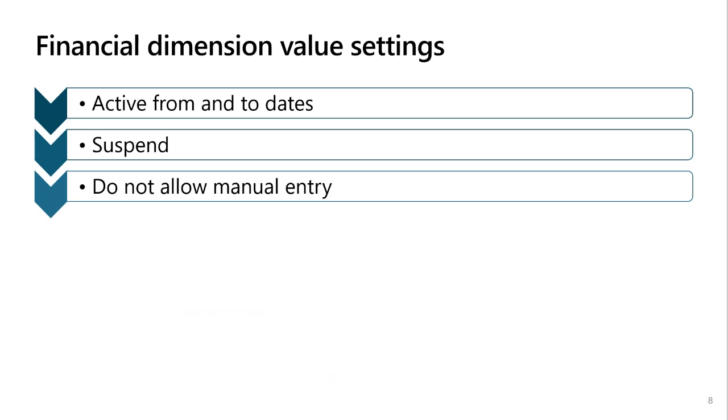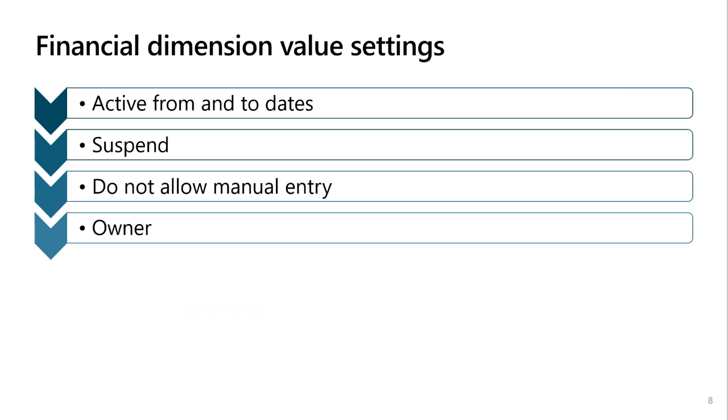When this option is selected, you can still specify the value on master data and use it in source documents such as sales orders and purchase orders. However, you cannot manually select the value in a journal such as a payment journal or invoice journal.